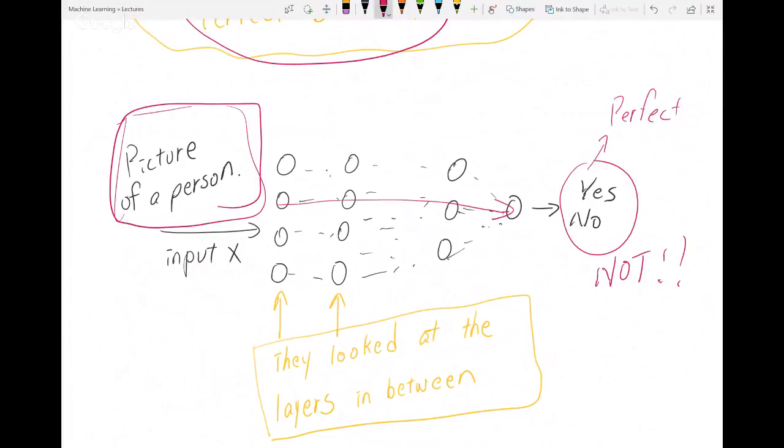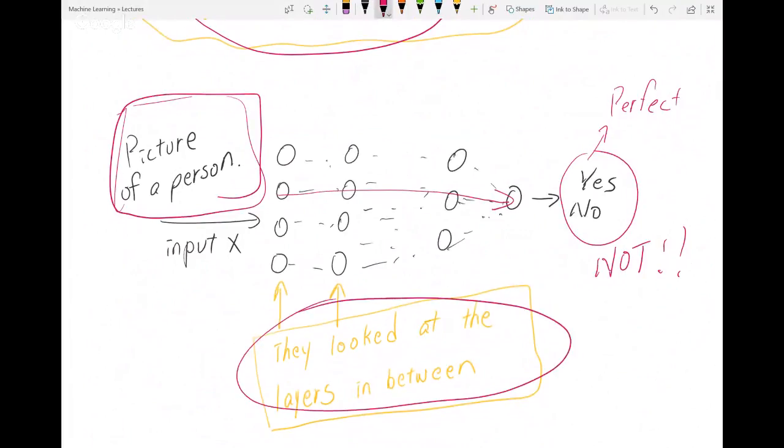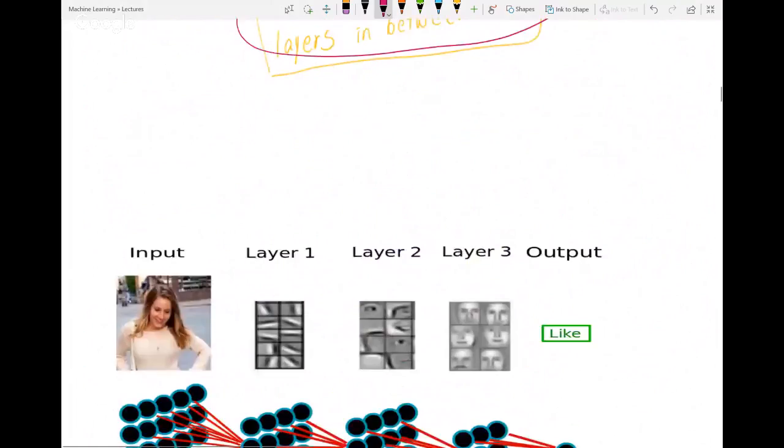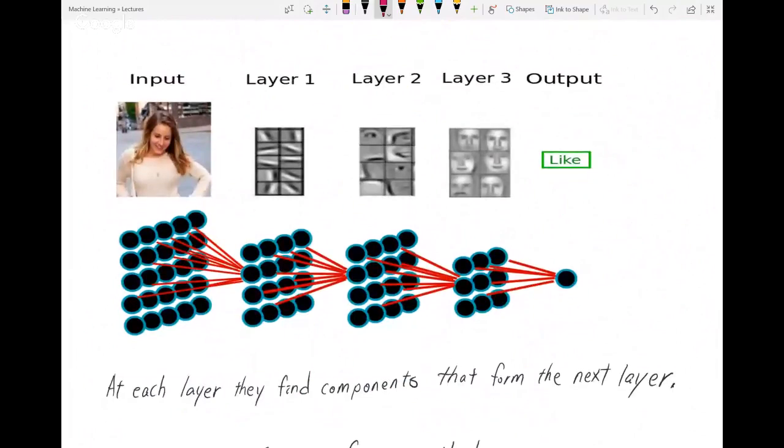And then what they did is they look at the layers in between. They want to see if there are any patterns they can realize from these layers inside. So this is the example that was shown there. If we look at the face of this person, we started noticing that in each layer, you can combine different parts of this layer to form the next layer. And then combine different parts of this layer again to form the next layer.